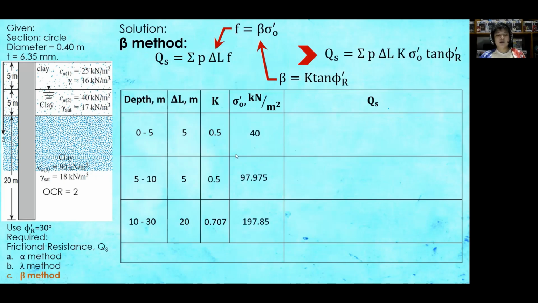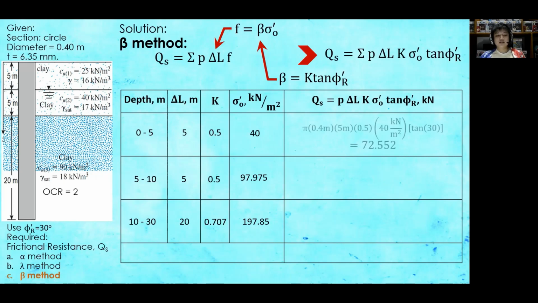So assigning now our sigma O prime. From our previous diagram, we have for 0 to 5, that is 40, 5 to 10, 97.975, and 10 to 30, 197.85. So we have already all the parameters. Therefore, for the components of our Q sub S, Q sub S is equal to P times delta L times K times sigma O prime times tangent of phi prime sub r, in kilonewtons.